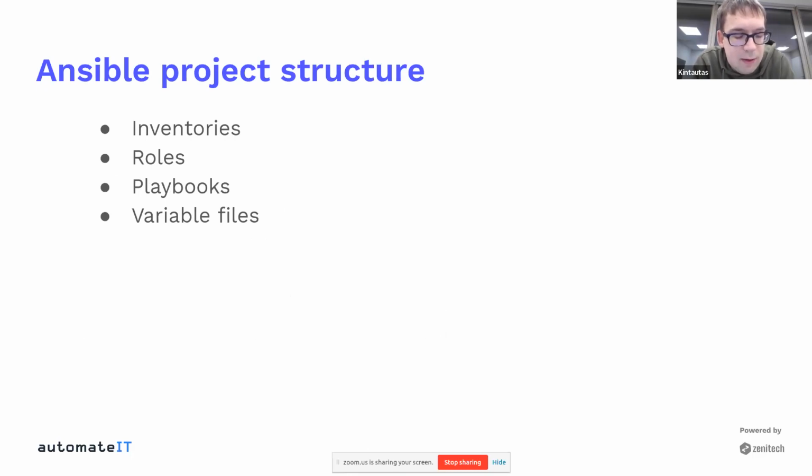Ansible script is divided into several main components that are inventories, a list of hosts to which we will connect, roles, small reusable code pieces, playbooks, main Ansible program files, and variable files where we keep our variables. These components make Ansible code more structured and more reusable. I will talk about these components in the next slides.